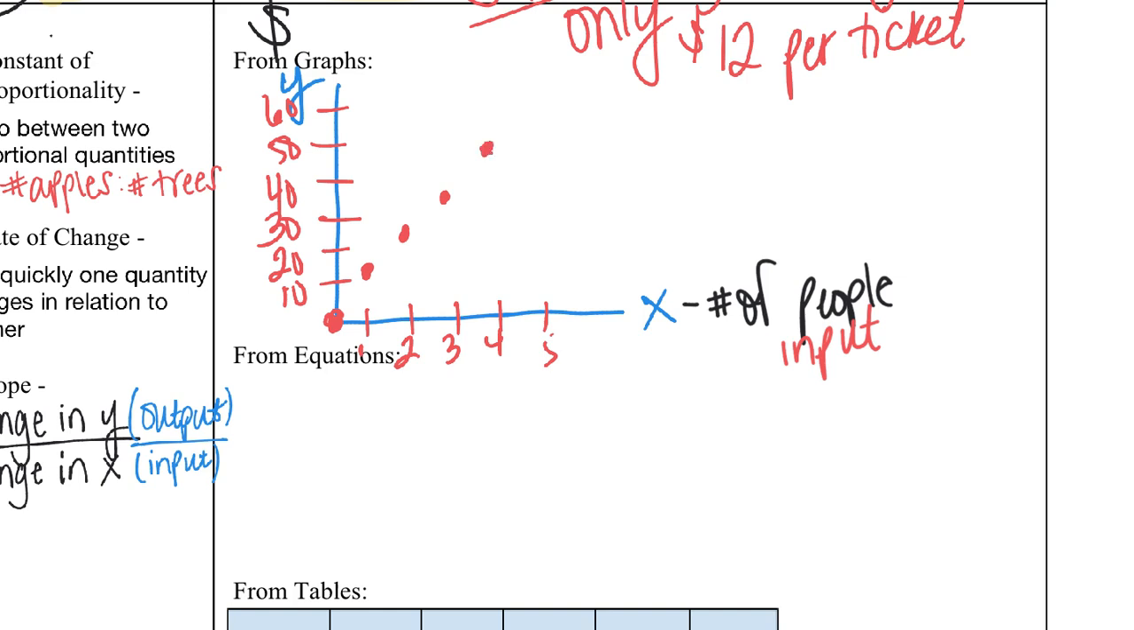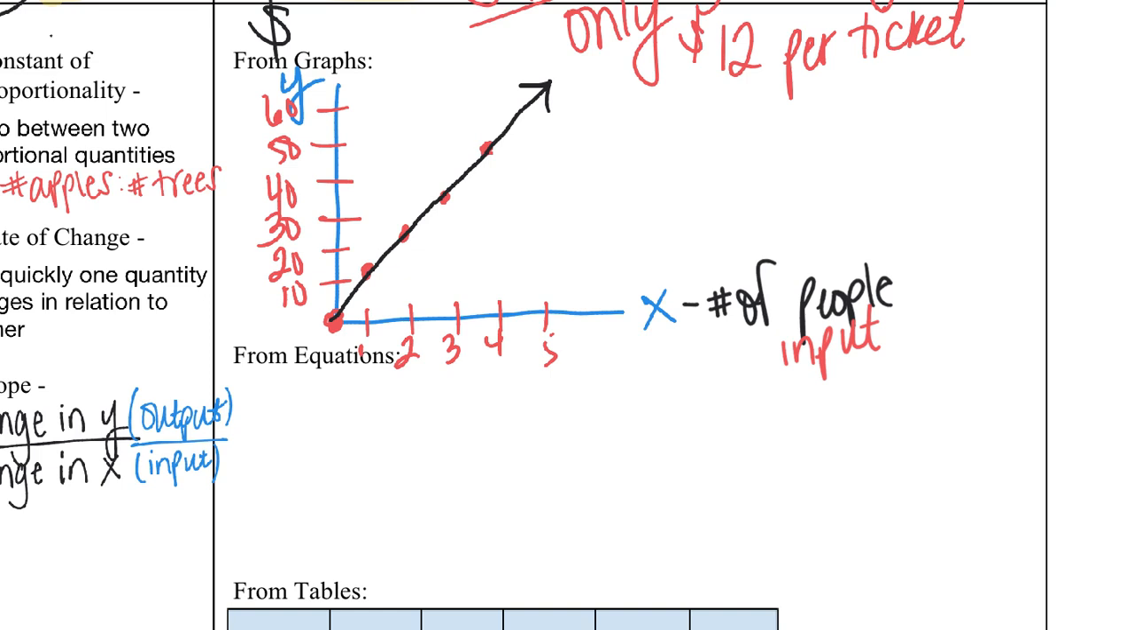What are you guys noticing with my graph here? The dots are forming a line. That's because it is a constant rate. Every person that walks into that movie theater, they are paying $12. So every time it is going up by $12. That is a constant rate of proportionality.